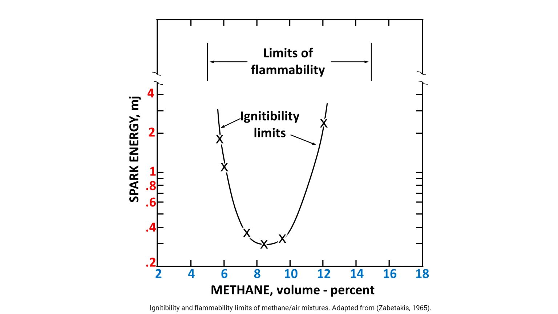So below the lower limit, there isn't enough fuel to support combustion, and above the upper limit, there's too much fuel and not enough oxygen. So the flame just doesn't propagate. And, for instance, natural gas has flammability limits of something like 5 to 15%.